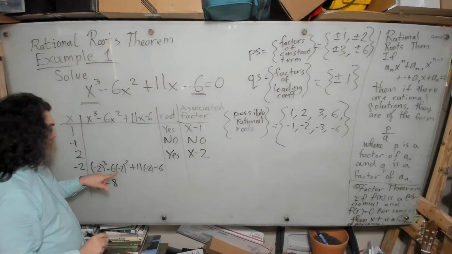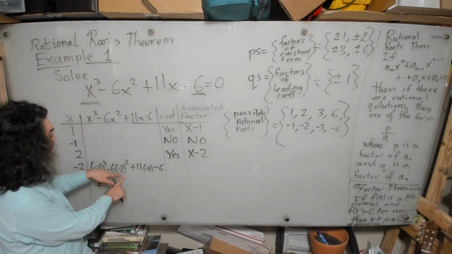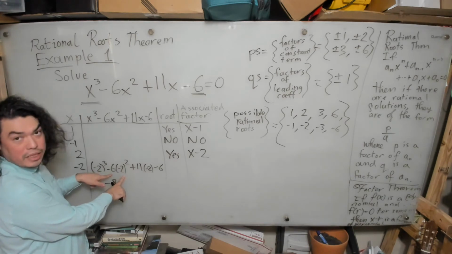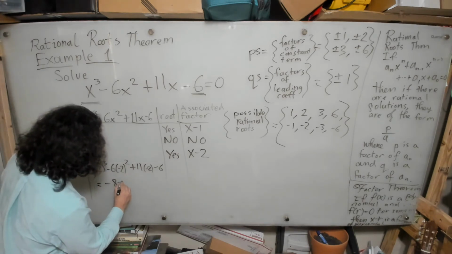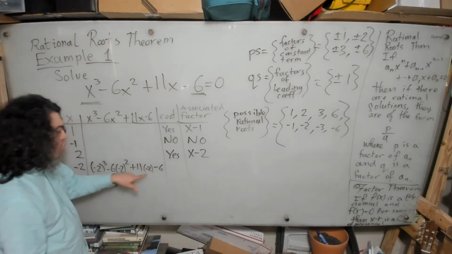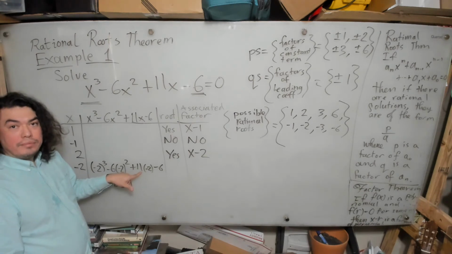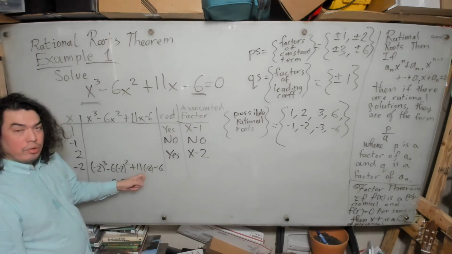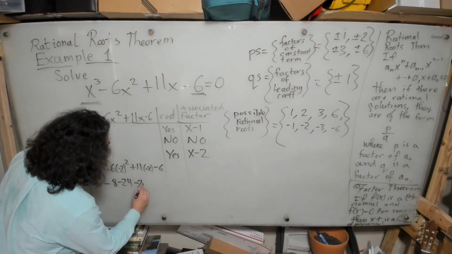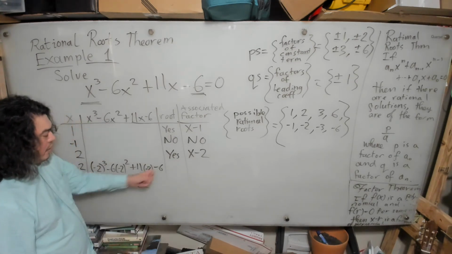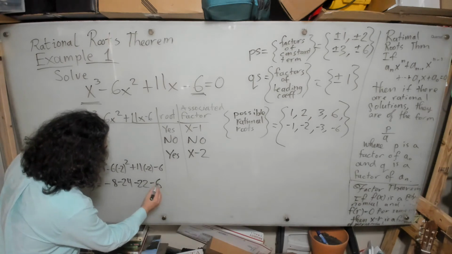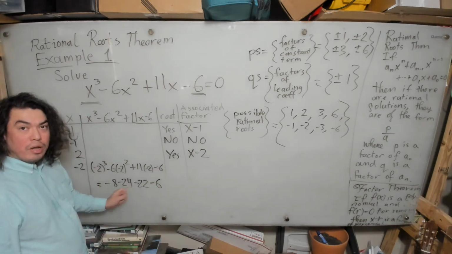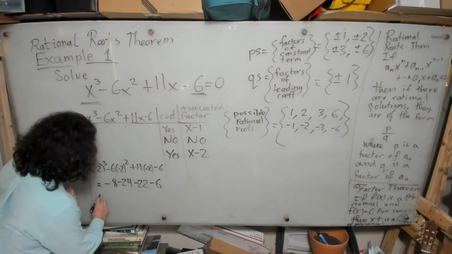Look at this here. What is -2 times -2? That's +4. Times -6 is -24. What is -2 times 11? That's going to be -22. I'm going to add a -22. And then finally I bring down my -6. What is -8 minus 24? That's -32.